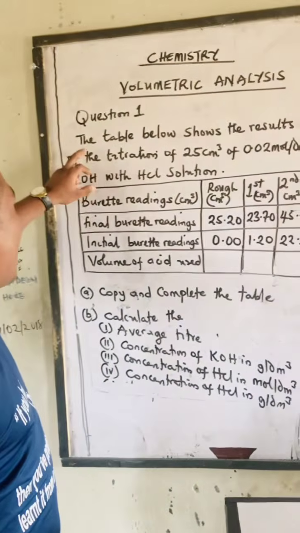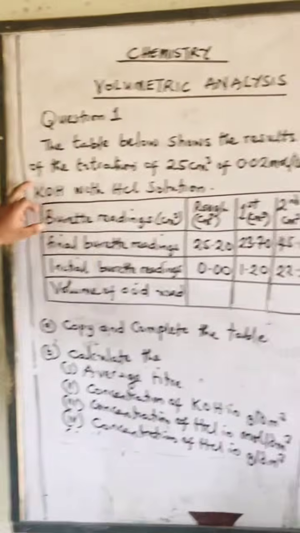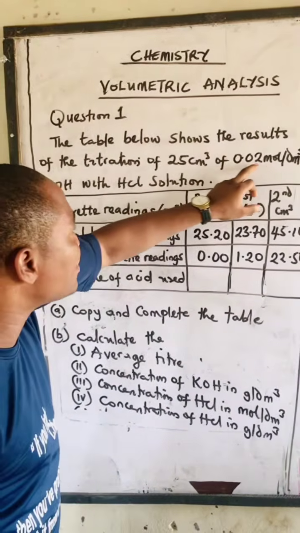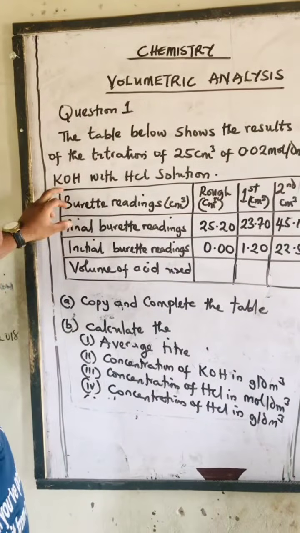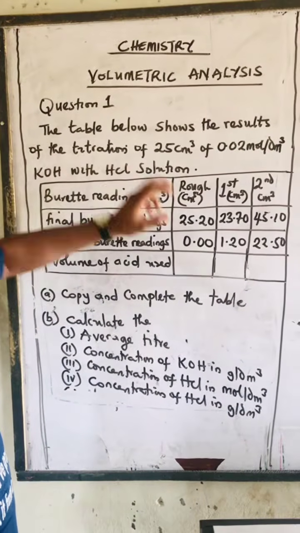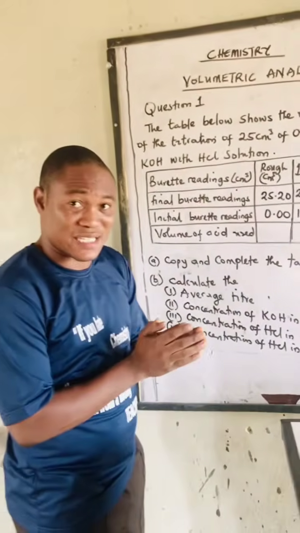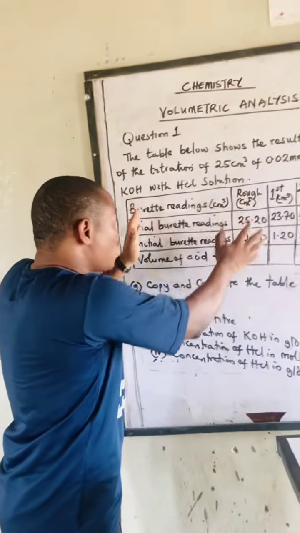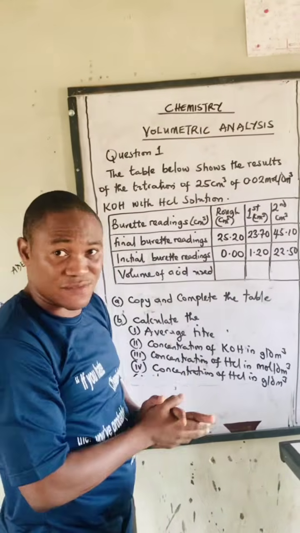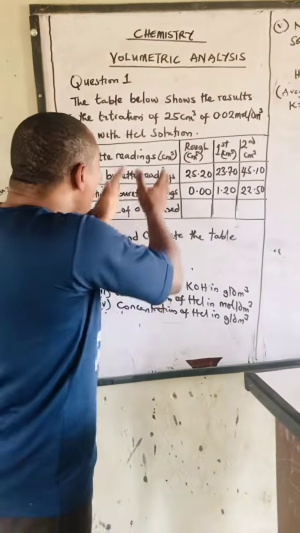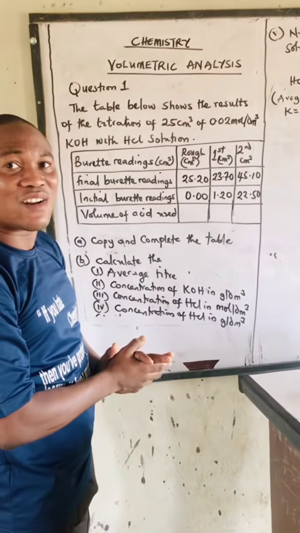The first question here says: the table below shows the result of the titration of 25 cm³ of 0.02 mol/dm³ KOH with HCl solution. Now, you will agree with me that if you are doing the practical, you are supposed to actually get these readings yourself. But now they are giving you this table because it is an alternative to practical.